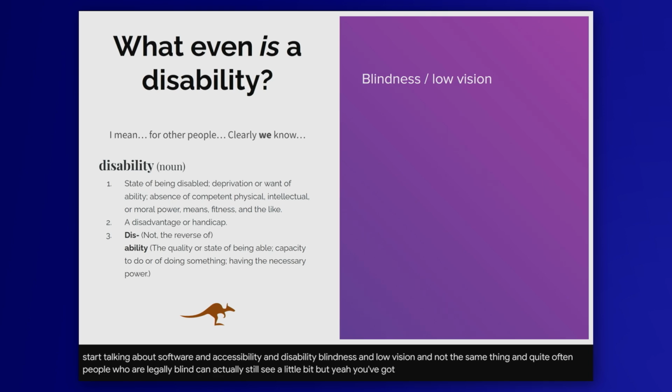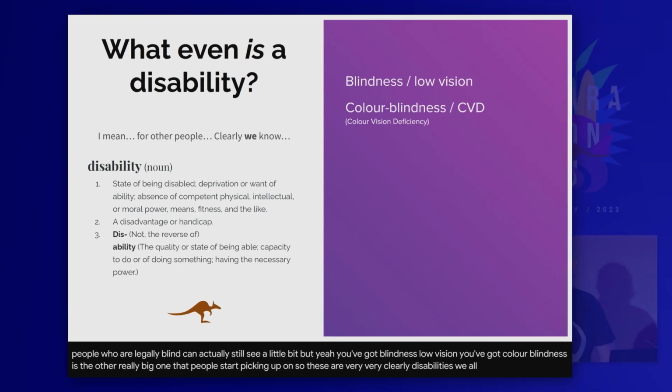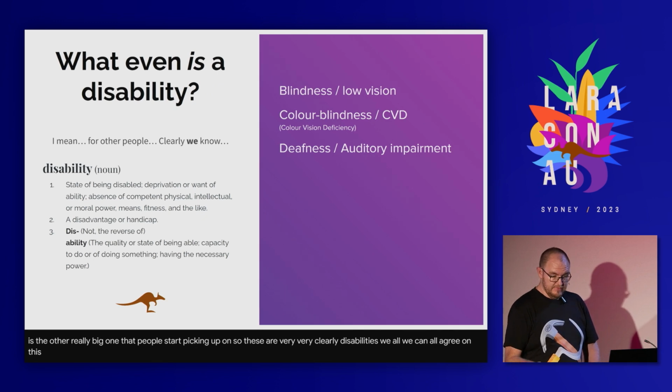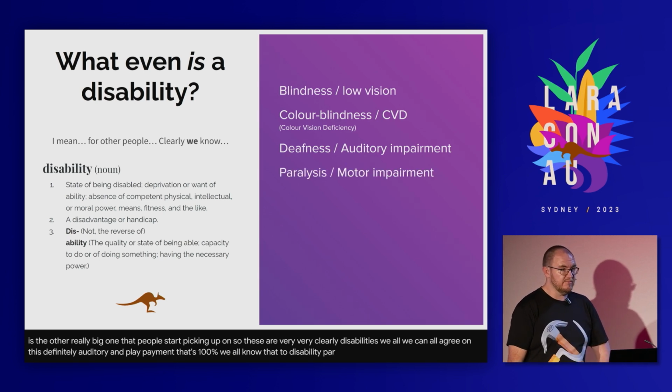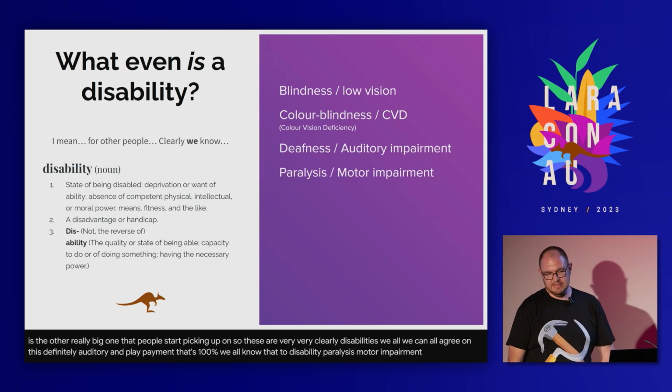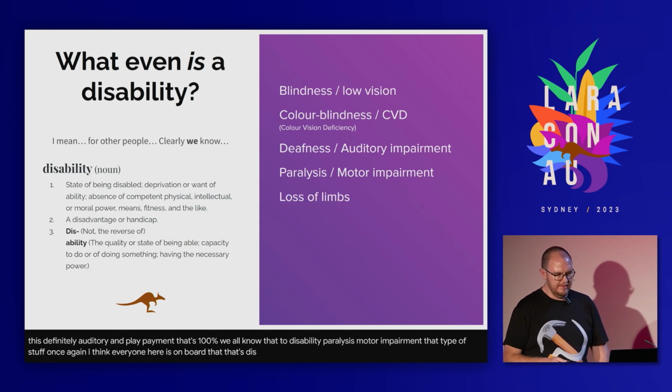But yeah, you've got blindness, low vision. You've got color blindness is the other really big one that people start picking up on. So these are very, very clearly disabilities. We can all agree on this. Deafness and auditory impairment, that's 100%. We all know that's a disability. Paralysis, motor impairment, that type of stuff. Once again, I think everyone here is on board that that's disability.